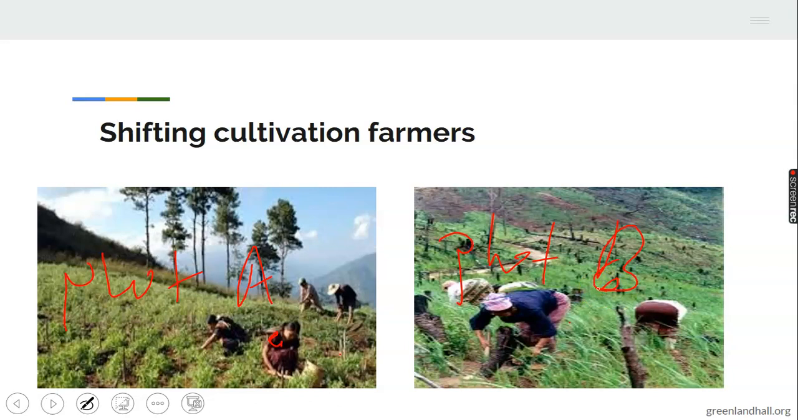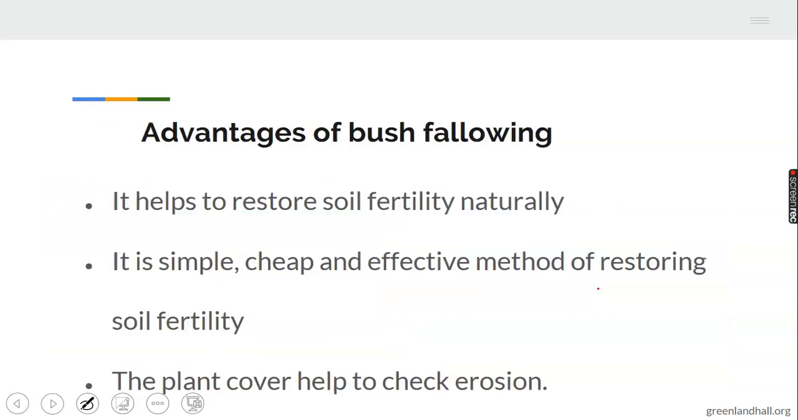The farmer leaves plot A for plot B because plot A is no longer productive. When the fertility of the soil in plot A has been restored, the farmer definitely will come back to that plot. Take note of that. Shifting cultivation and bush fallowing.